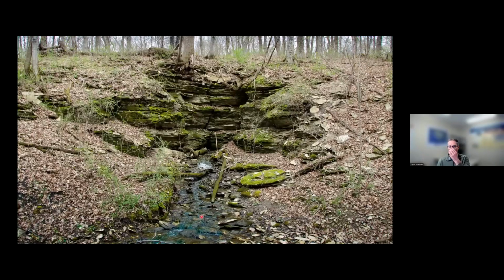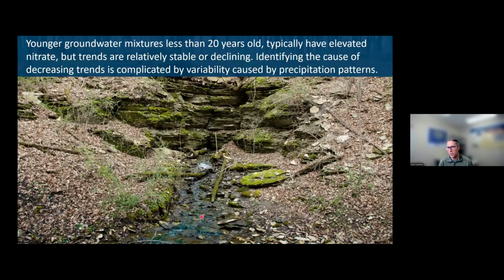So in summary, the younger groundwater mixtures were less than 20 years old. They typically had elevated nitrate, but the trends are relatively stable, or in some cases declining. But trying to decipher or separate out the effect of the decreasing trends is complicated because of the variability caused by that increased precipitation that we had.